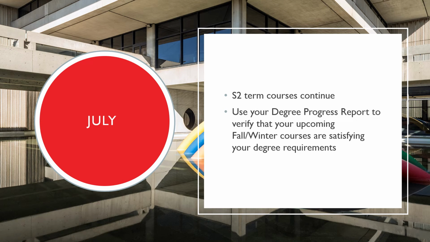You can use your degree progress report to verify that your upcoming fall-winter courses are working towards satisfying your degree requirements. Refer back to the month of March for how to access your degree progress report. And that's it for July. Last but not least, let's see what's happening in August.